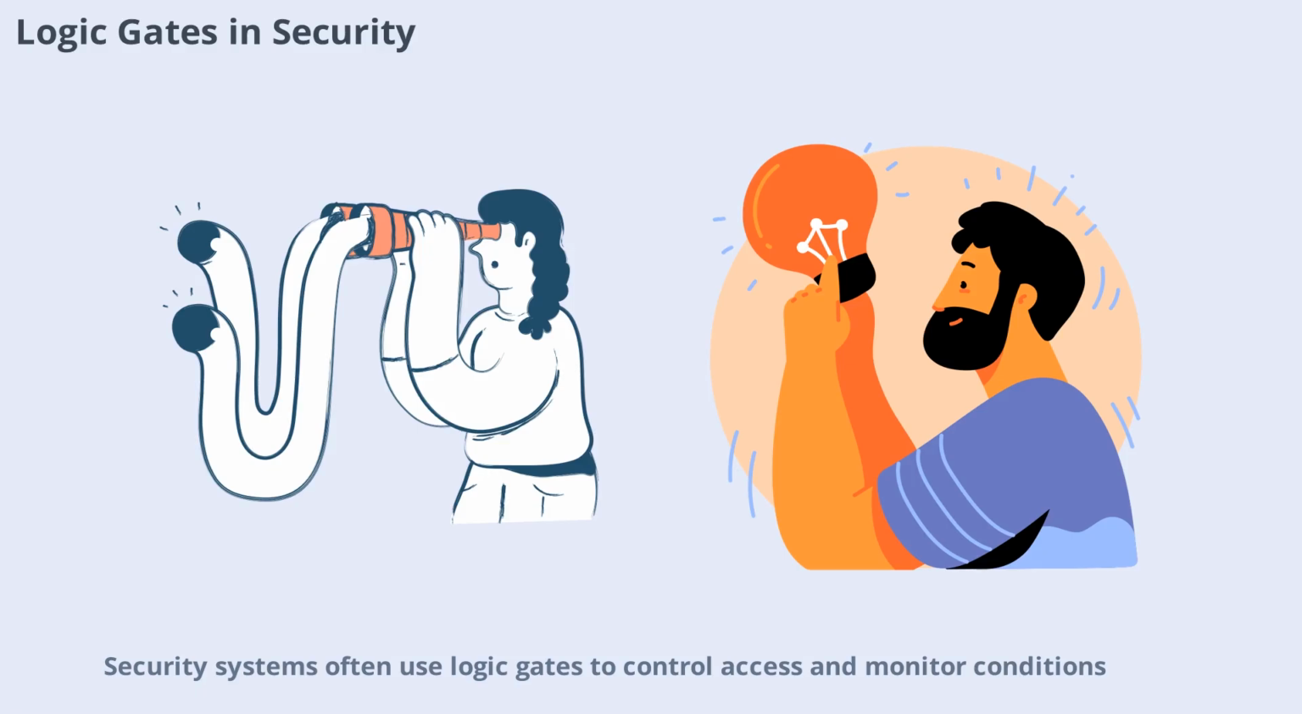Security systems often use logic gates to control access and monitor conditions. For example, an alarm might only sound if both a window and a door sensor are triggered. Using an AND gate, logic gates help ensure that security measures are only activated when specific combinations of events occur, reducing false alarms and improving reliability.